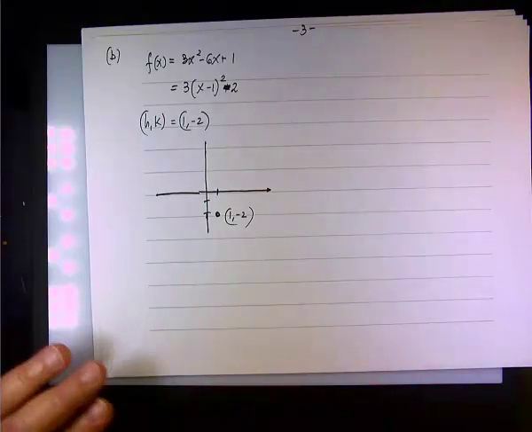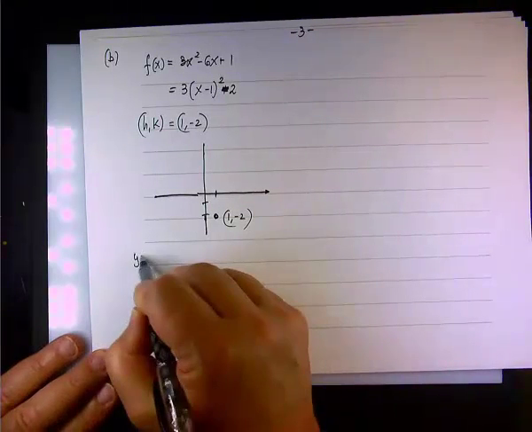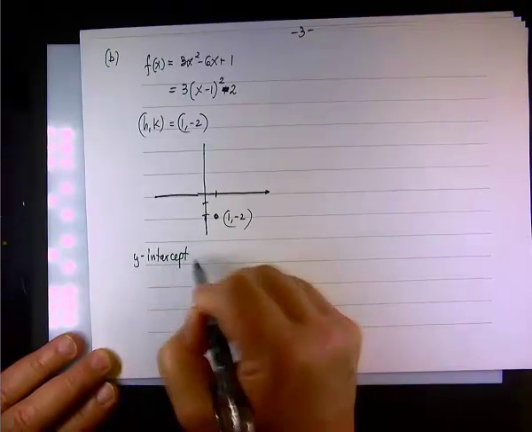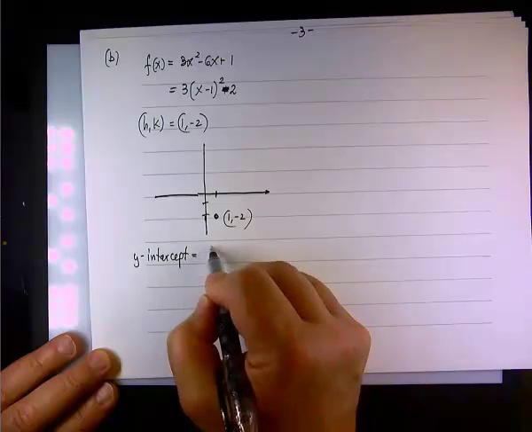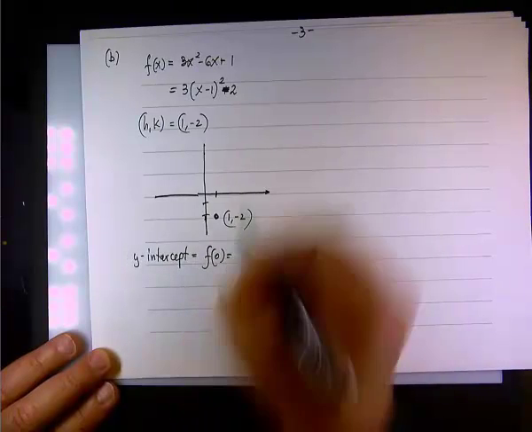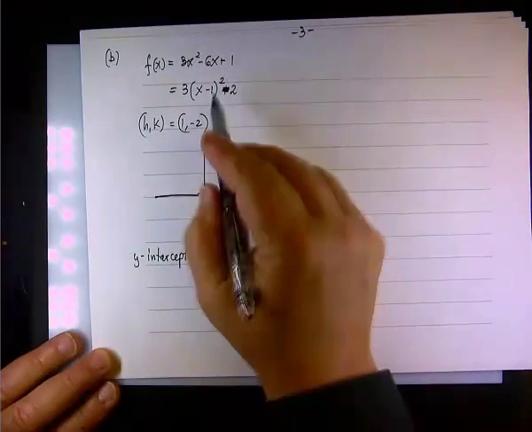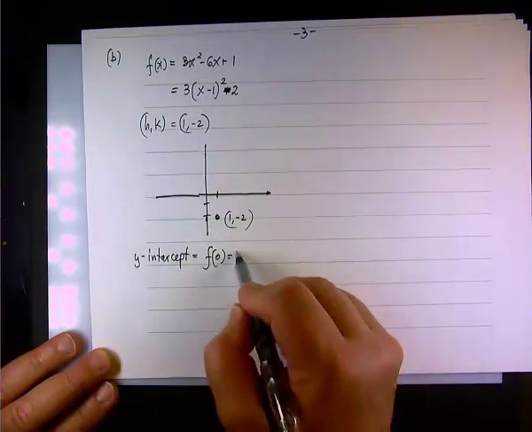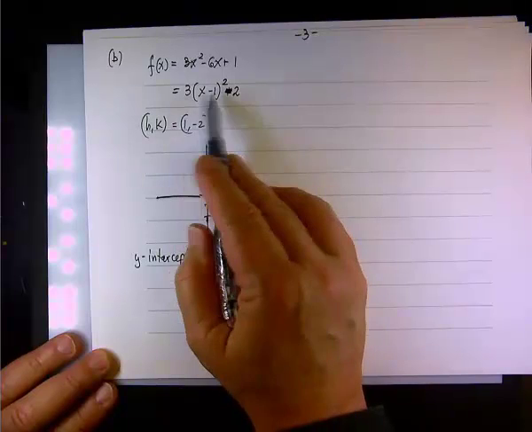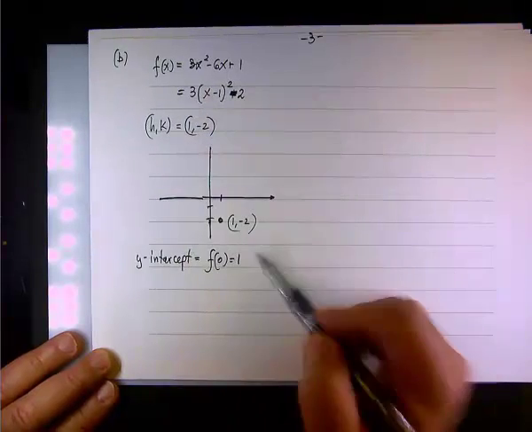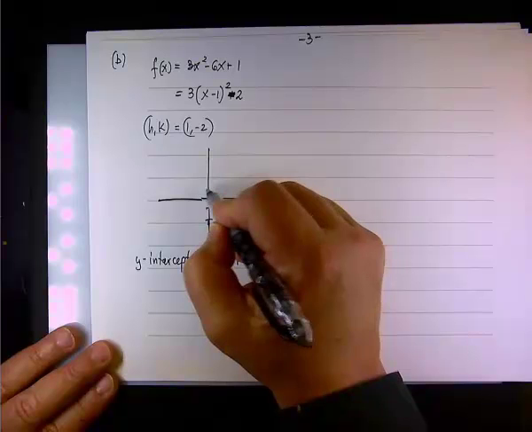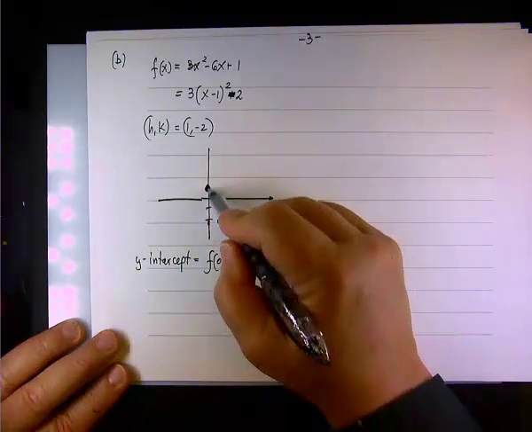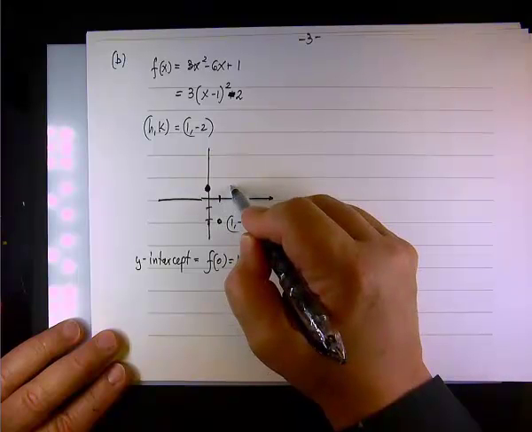I'd like to know what the y-intercept is. The y-intercept is the value of y when x equals 0. Okay, so the y-intercept will be f of 0. I can look at the top, and I can look at the bottom. If I look at the top, 0 minus 0 plus 1 equals 1. If I look at the bottom, 3 times 1 minus 2 equals 1. So when x equals 0, y equals 1.